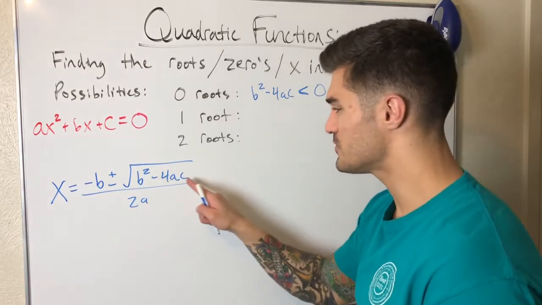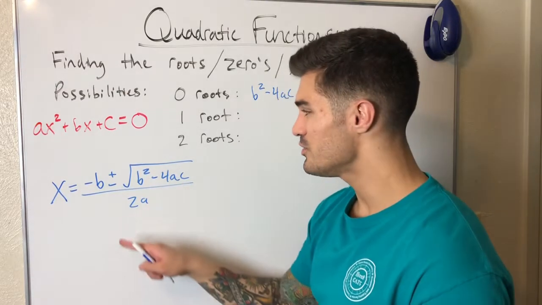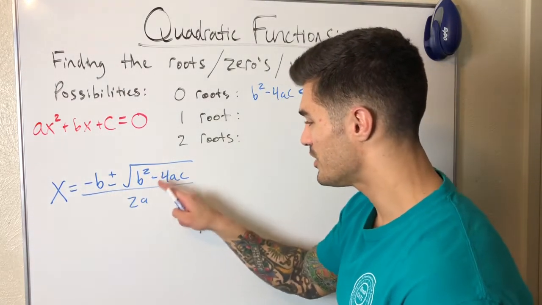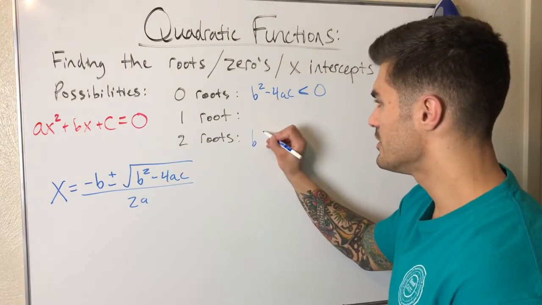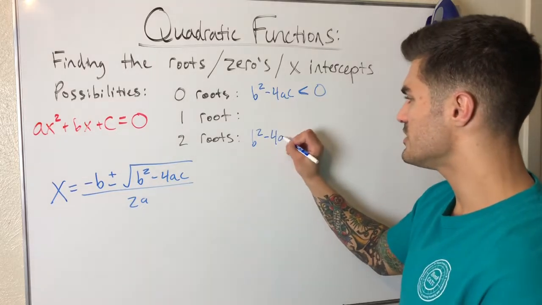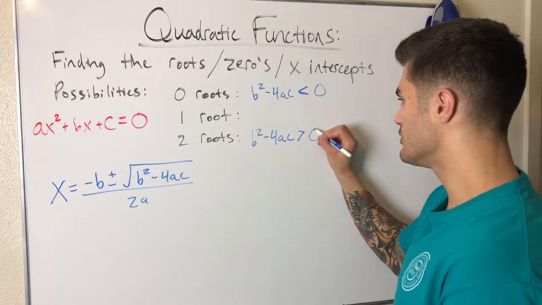So what if b squared minus 4ac is greater than 0? Well, then we have a real number here, a real number here, and a real number here. We have 2 roots, 2 solutions, right? So if b squared minus 4ac is greater than 0, then we have 2 roots.